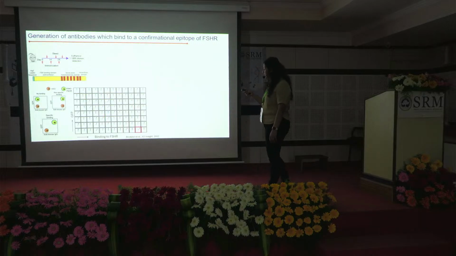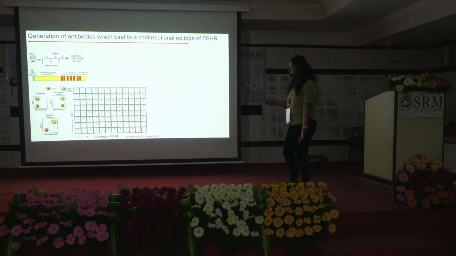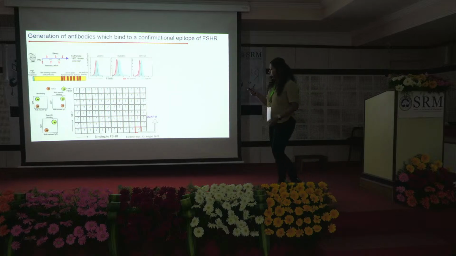We screened our clones using FSHR expressing cells as well as FSHR negative leukemia cells. We had several hits, and a diagonal pattern indicates a clone with good specificity. Although we had several hits, the clone D2AP11 was the most specific and had very good binding. So we further characterized this clone.